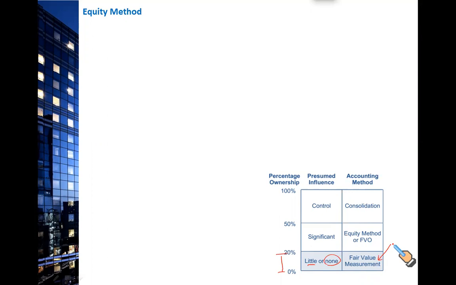Now, what if you hold an investment that is between 20 to 50%? For example, I have an investment in Ahrar Incorporated. It's a listed company. And I hold 35% of the common stock of Ahrar Incorporated. So in this case, I cannot use the fair value measurement. Why? Because 35% is quite a significant investment. So I definitely exercise some significant influence.